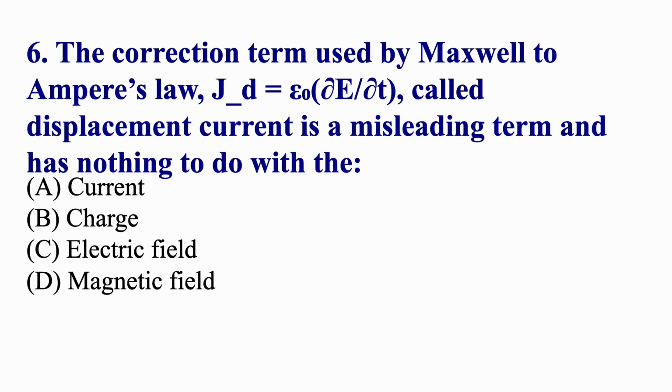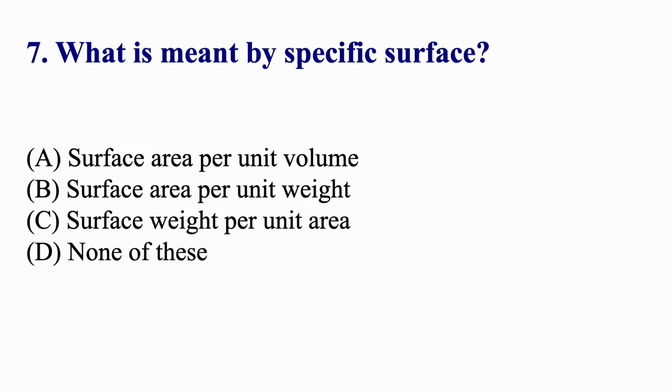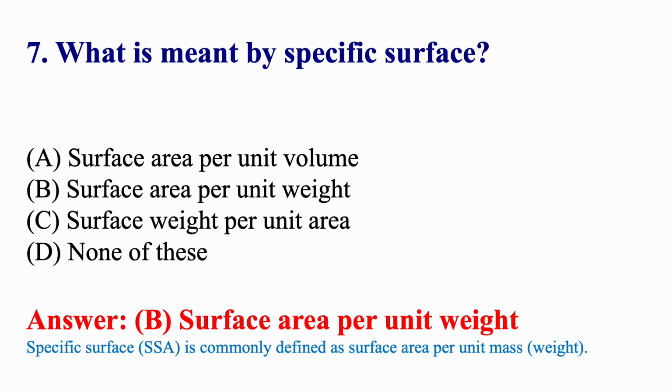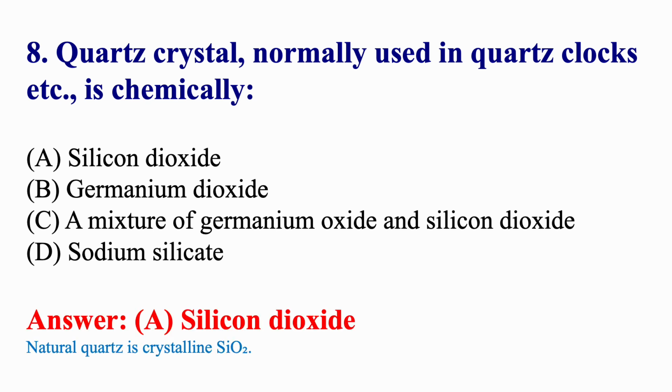The correction term used by Maxwell to Ampere's law, JD is equal to epsilon naught partial E by partial T, called displacement current, is a misleading term and has nothing to do with the charge. What is meant by specific surface? Surface area per unit weight. Quartz crystal normally used in quartz clocks etc. is chemically silicon dioxide.